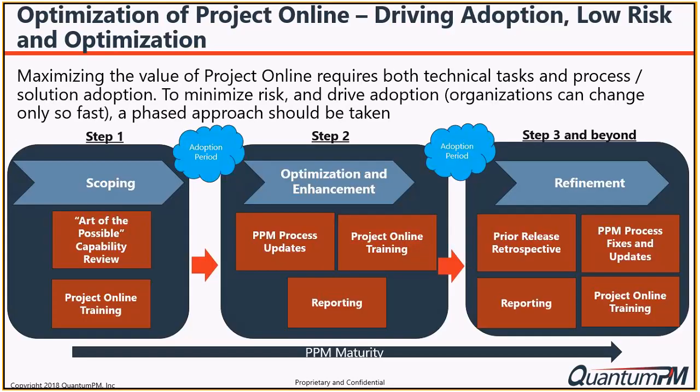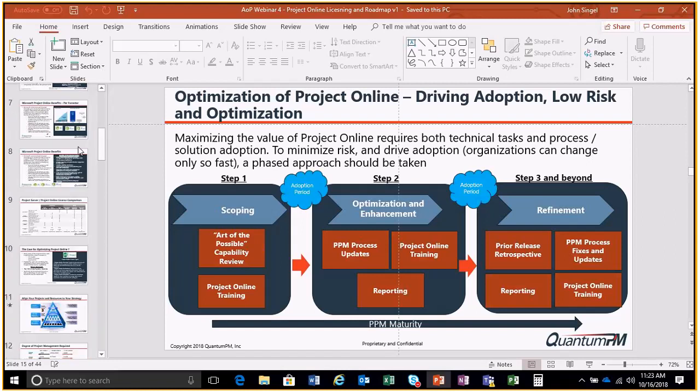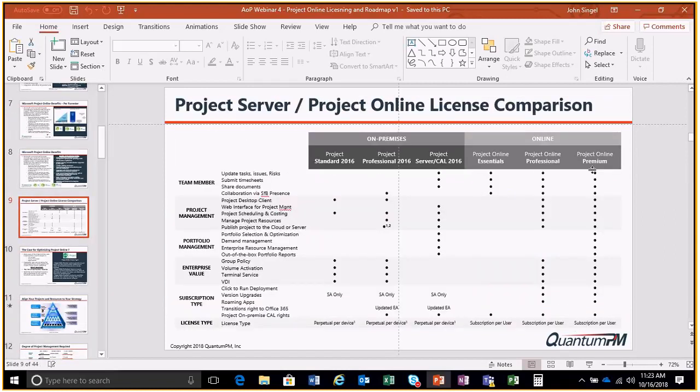Okay, let's talk about optimization, on how we would go about doing this from a licensing perspective. Again, I like to use agile-based approaches. First off, the scoping exercise. Let's do an art of the possible capability review, which really is, let's see what this tool can do. Let's go back to the license chart here and say, okay, what can I do from a Project Premium perspective? And what are all the capabilities with this portfolio management function?